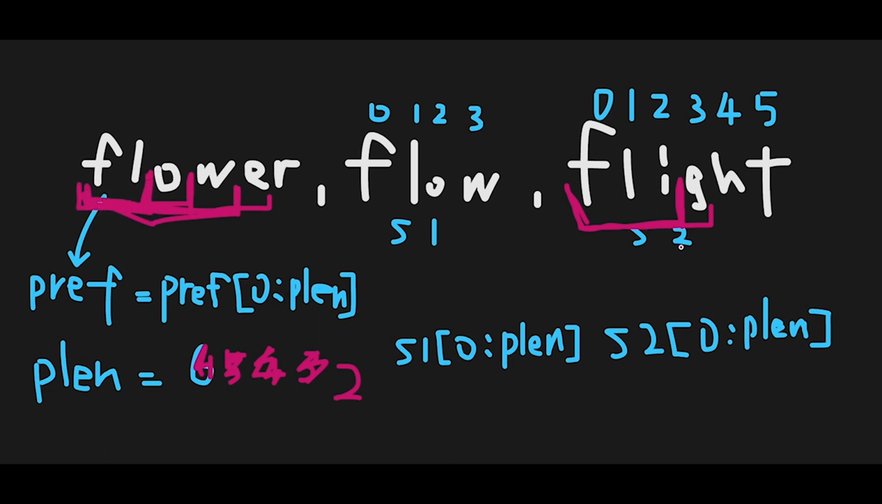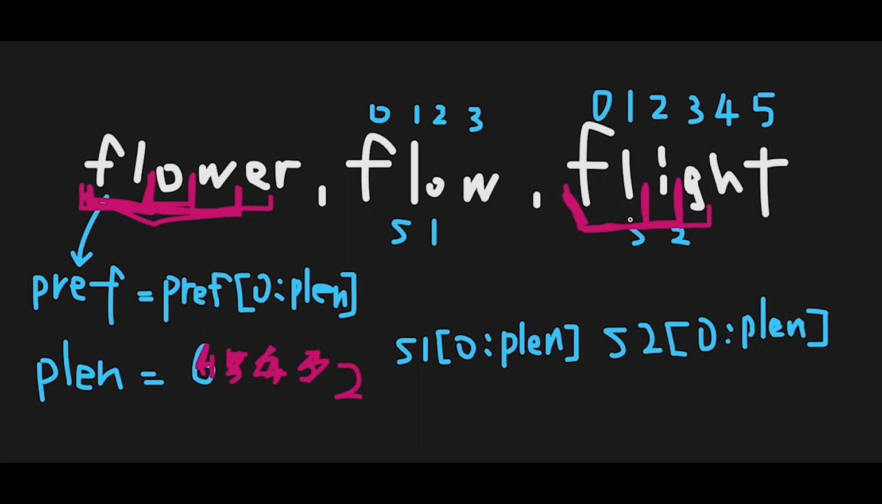So again, compare FL versus S2 from 0 to 2. In this case, this range, FL versus FL, so actually they are the same. In that case, we just move next, but there are no strings here. So we finish the iteration, and then just return the current prefix, which is FL.